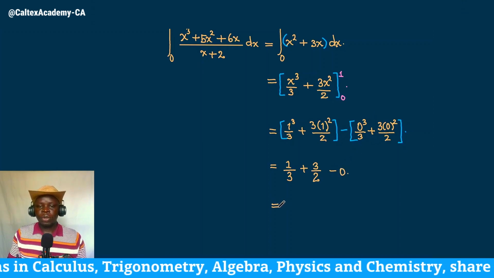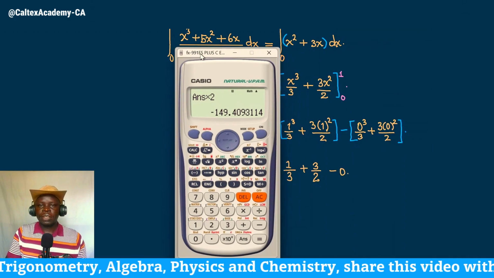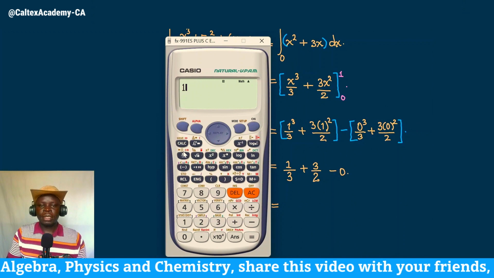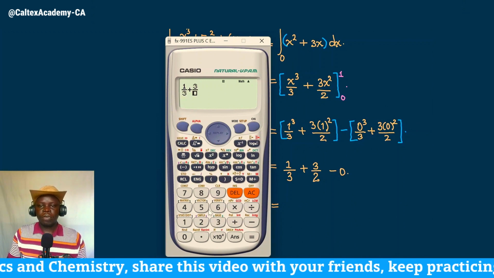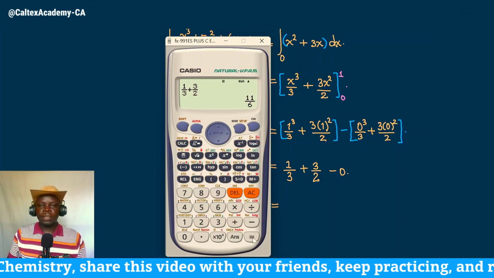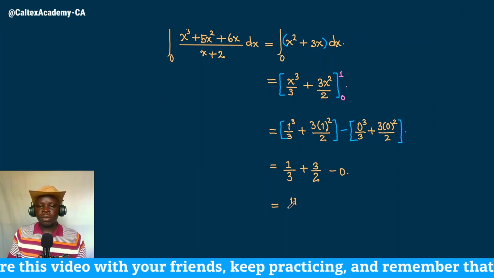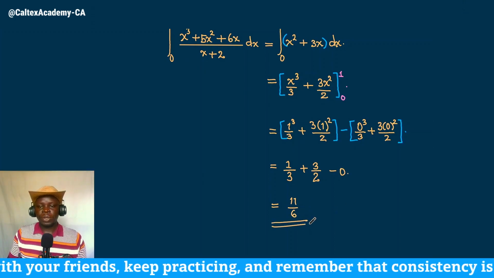Now we can get our calculator and input everything there. So let's have our calculator here, and we have 1/3 using fraction. We add this to 3 over 2. Then our result is equivalent to 11 over 6. So 11 over 6 is the solution for this question.